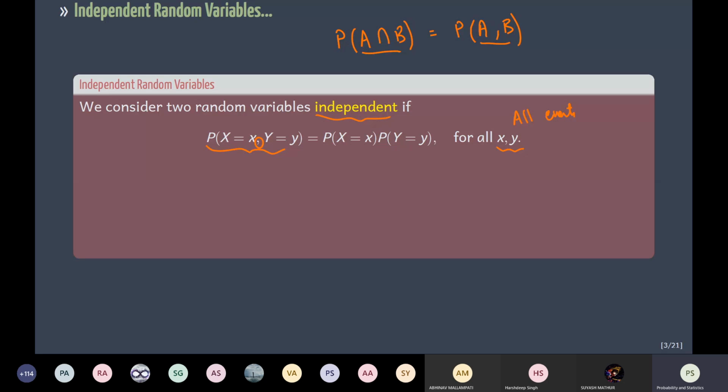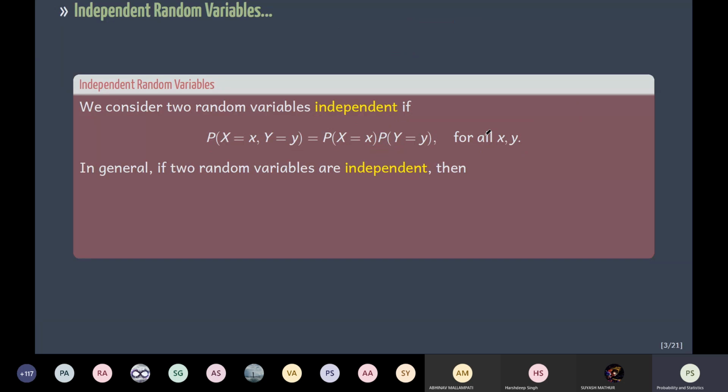Okay. So then we call these random variables independent. Then we say that the random variables themselves are independent. And that's why it should be for all possible x and y. So whatever the events that correspond to X and whatever the event that corresponds to Y, they are independent as a whole. As random variables, they are independent only if any event that they describe is independent.